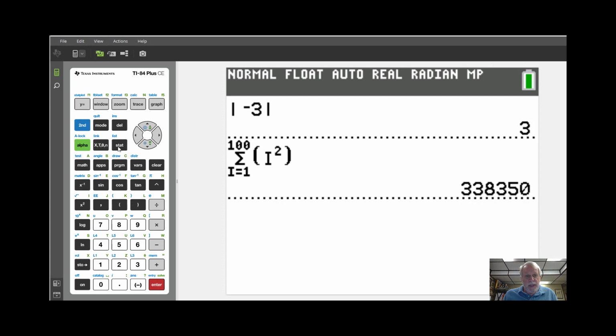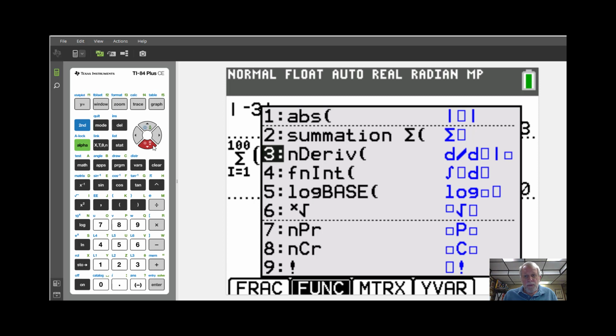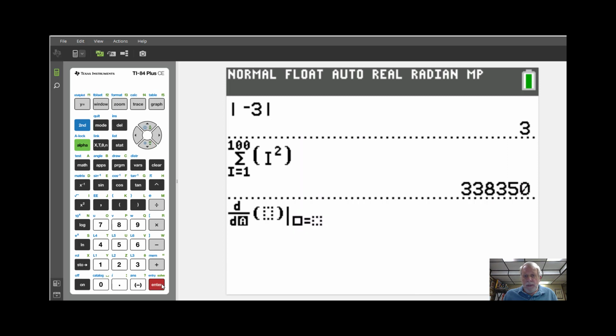All right, those of you who teach calculus, alpha window number 3 is the numerical derivative. And I love the notation, the Leibniz notation. So the derivative with respect to x of, let's say, x to the 3rd power, then right arrow twice, when x is equal to, let's say, 2. So the derivative would be 3x squared, evaluated at 2, would be 3 times 2 squared, should be 12.